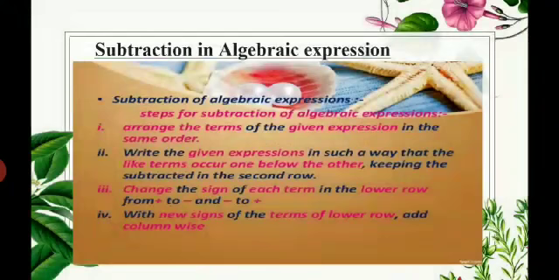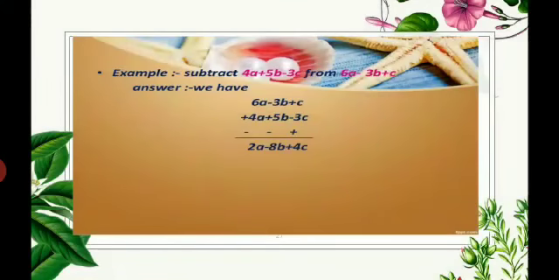Subtraction in algebraic expression. Steps for subtraction of algebraic expressions. Arrange the terms of the given expression in the same order. Write the given expressions in such a way that the like terms occur one below the other. Keeping the subtraction in the second row, change the sign of each term in the lower row from plus to minus and minus to plus.